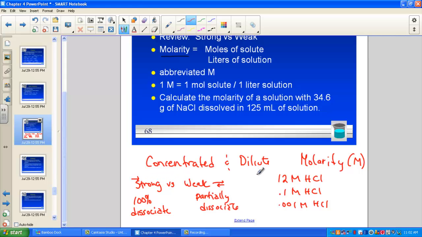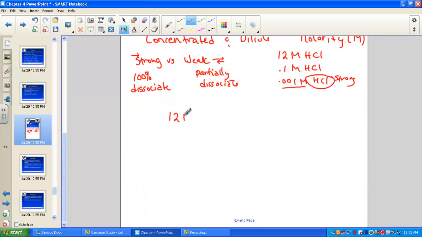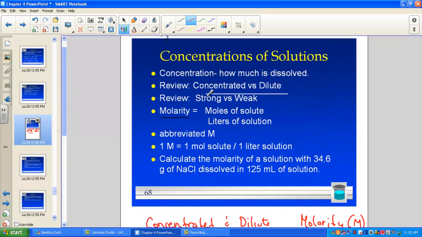Strong and weak, concentrated and dilute. We could have a very dilute solution of a strong electrolyte. HCl is one of our 7 strong acids that we memorized. We could have a very concentrated solution of a weak acid. Acetic acid or vinegar is a weak acid, and yet 12 molar is very concentrated. So I do want to just make sure we take a moment and reflect upon the distinction between the terms strong and weak, electrolytic values, concentrated and dilute. How much solute is actually dissolved in a given quantity of solution.